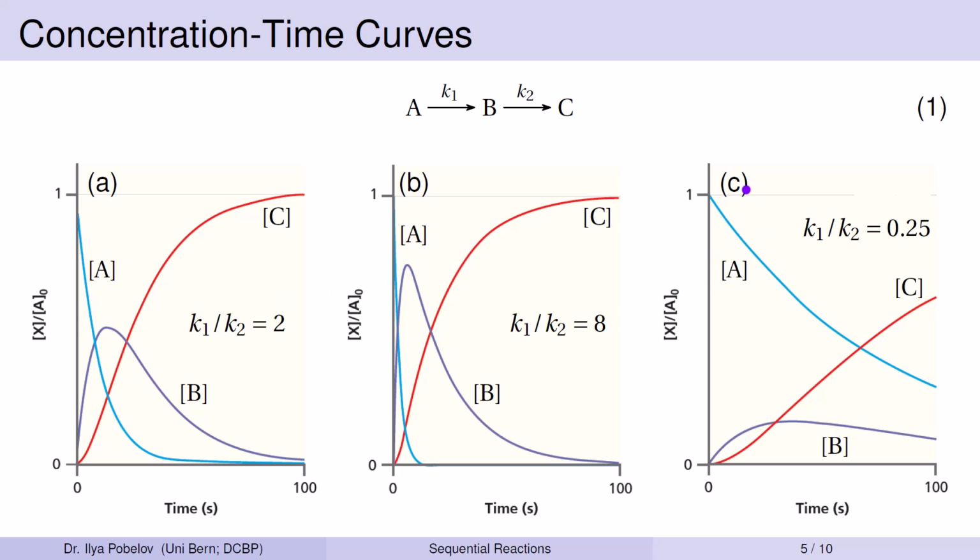Conversely, in figure C, where K1 is less than K2, the maximum concentration of the intermediate is significantly reduced.